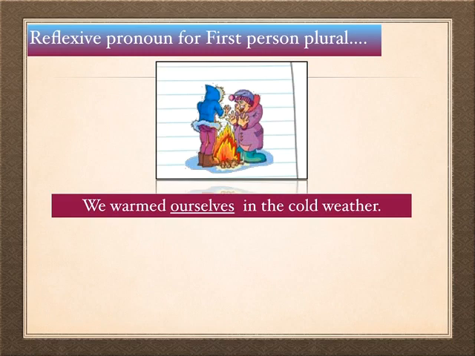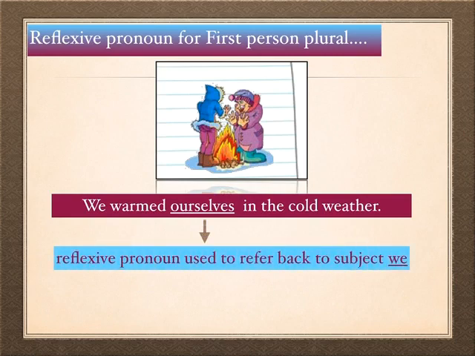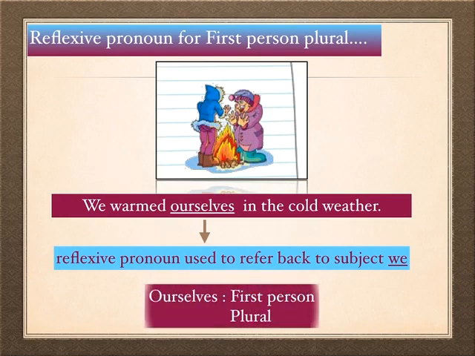So students, we can see that the word ourselves, which is in the place of object, reflects back the action done by we. It means that the subject and the object in the sentence are the same. So ourselves is the reflexive pronoun used to refer back to the subject we. So ourselves is the reflexive pronoun used for first person plural.